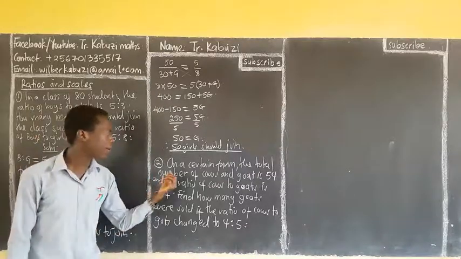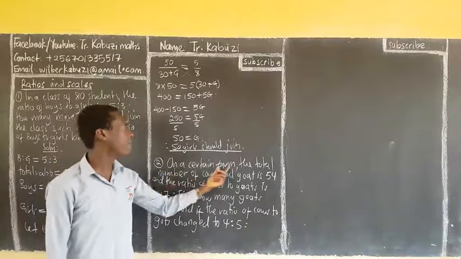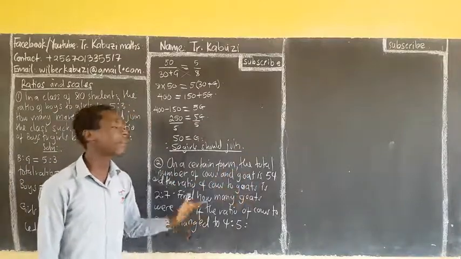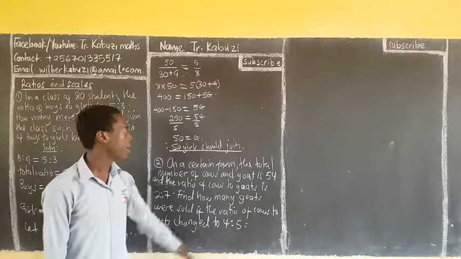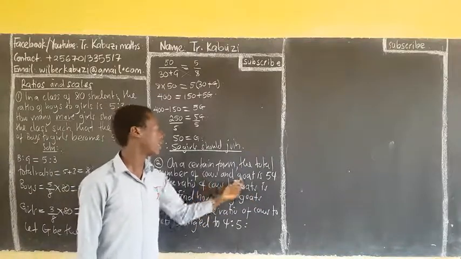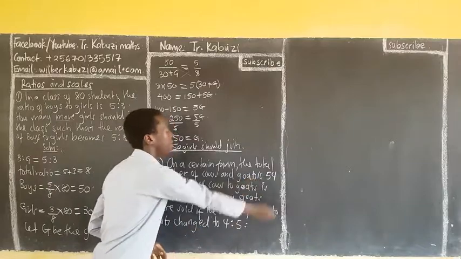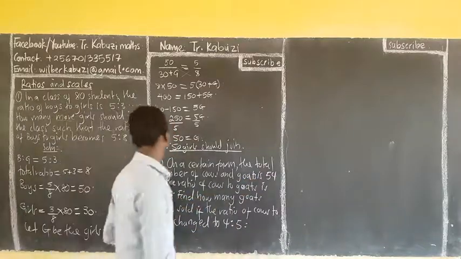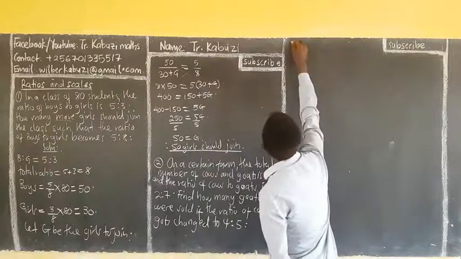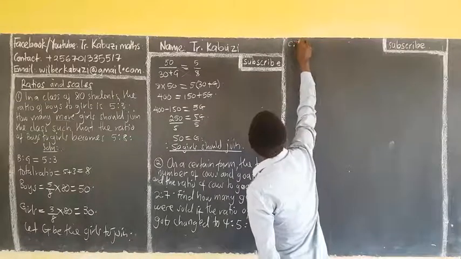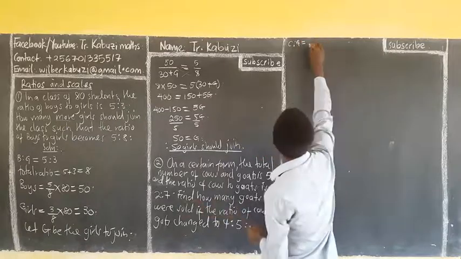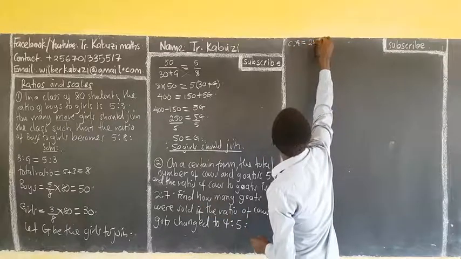So this question now, look at this one. This farm is having cows and goats only. The total of these goats and cows is 54. And the ratio of cows to goats, they're telling us, is 2 to 7.